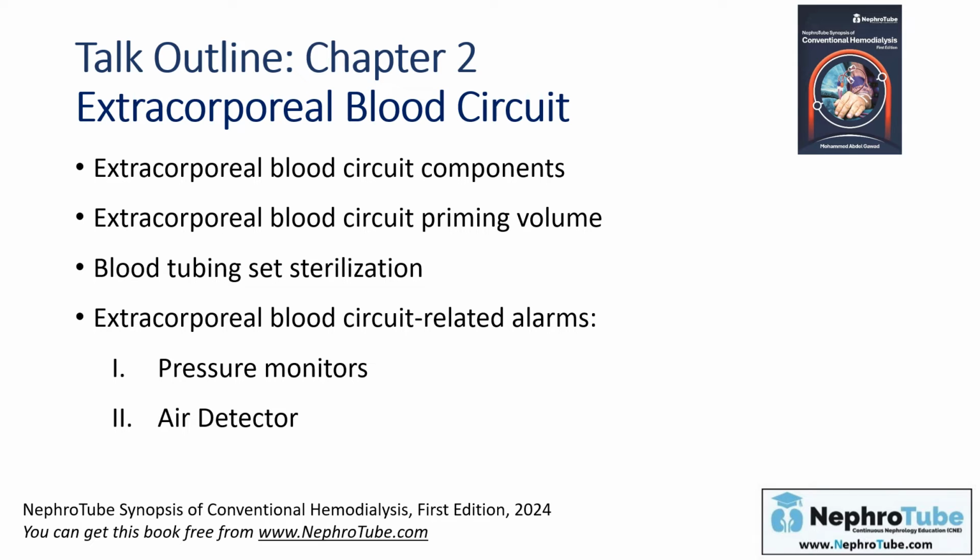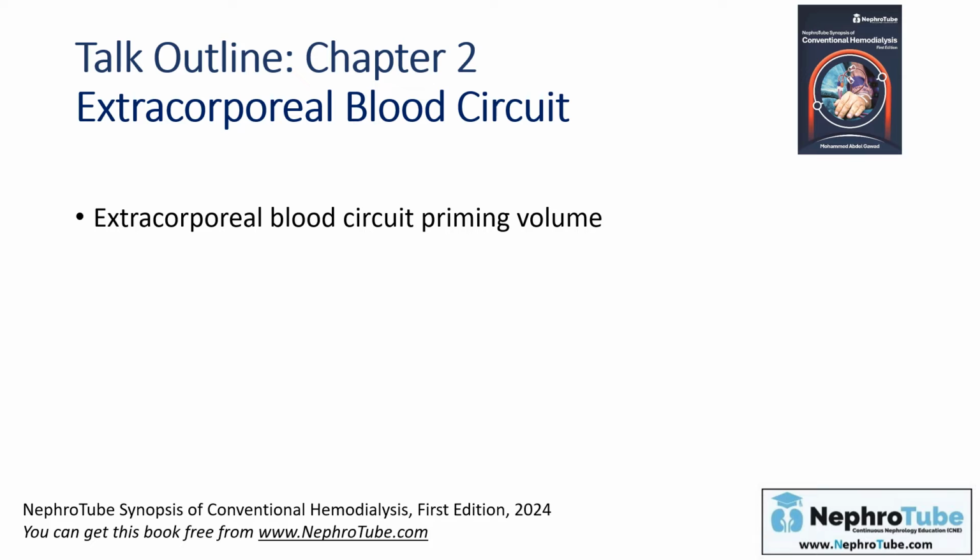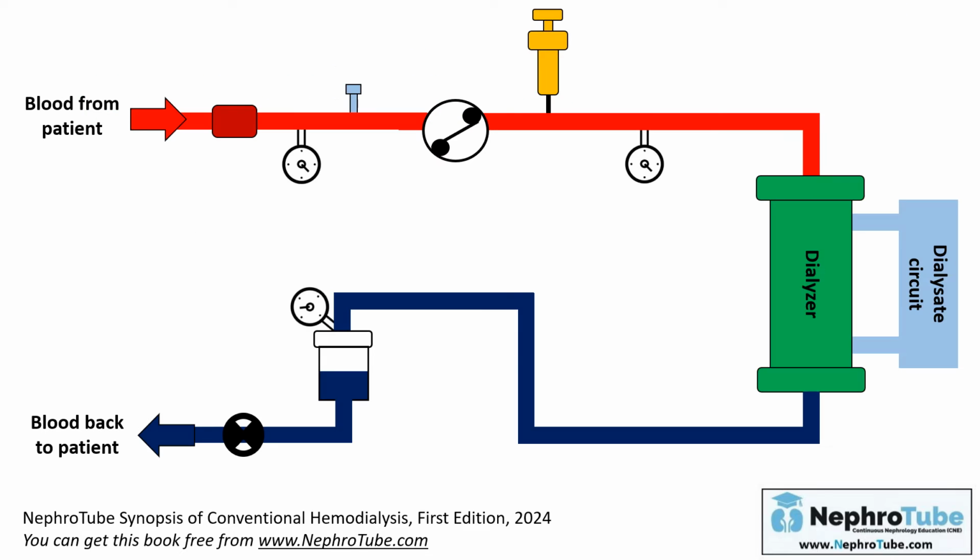After talking about the extracorporeal blood circuit components, our second point to discuss in this lecture is extracorporeal blood circuit priming volume. First of all, what is the definition of a priming volume? Priming volume is the volume of blood filling any compartment. So this volume of blood that can fill the arterial line, the venous line, the dialyzer is called the priming volume of the blood.